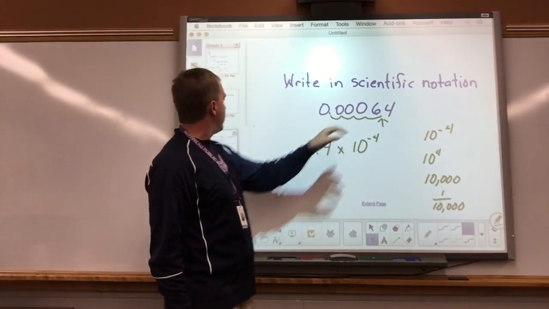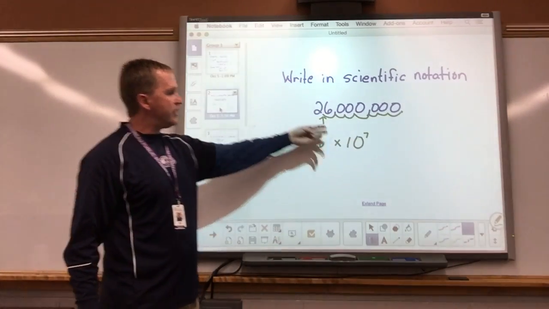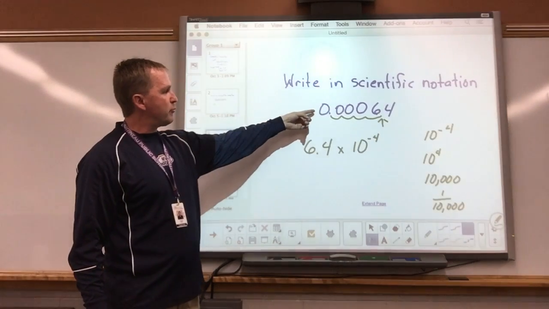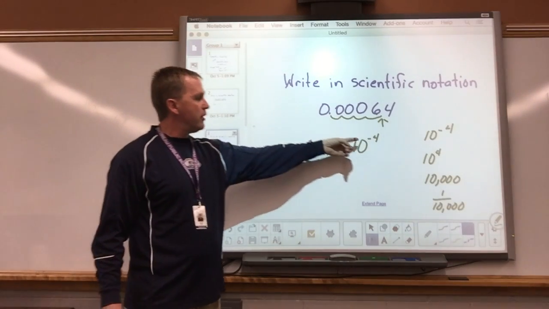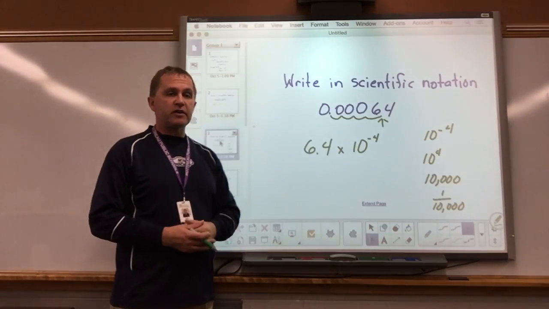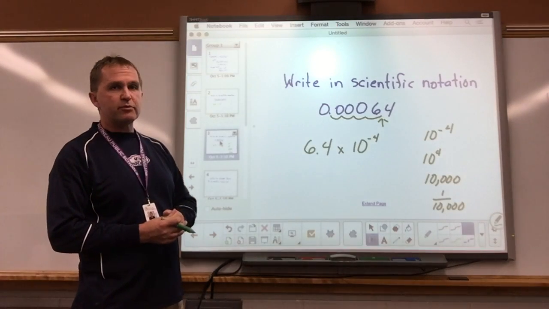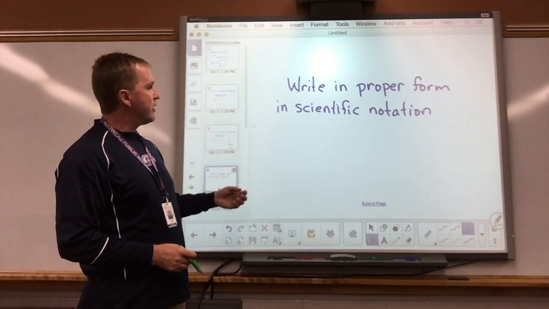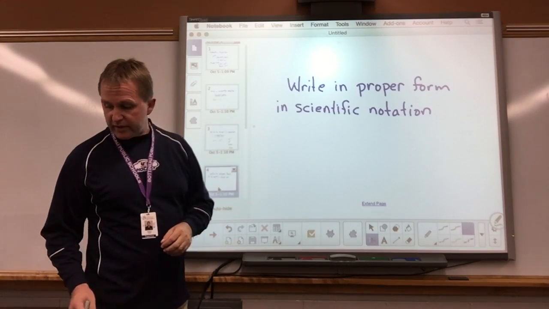So it makes sense that when we have a large number like 26 million, our exponent is going to be positive. And when we have a small number like 0.00064, we're going to have a negative exponent in this case. So hopefully that makes sense in terms of writing numbers in scientific notation. The next part is writing them in proper form in scientific notation.